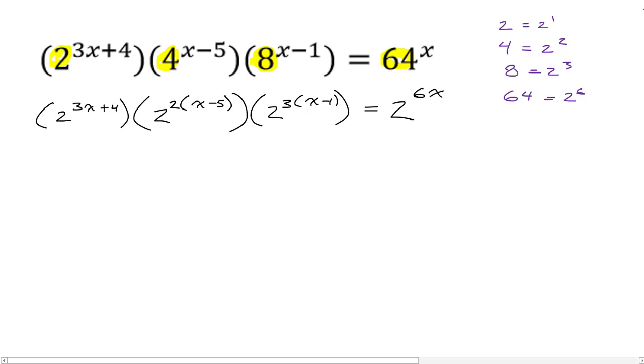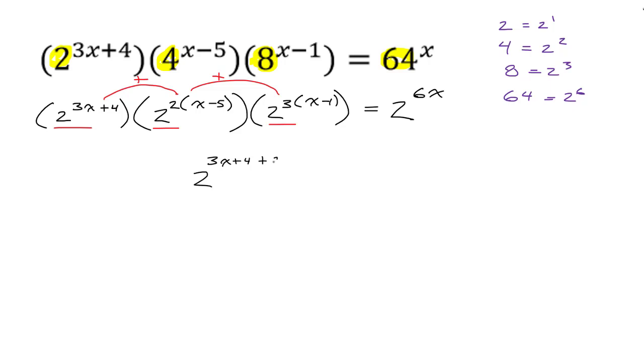All right, so now what can I do? Because this is not one term, this is 3 terms over here, right? We have 3 of them. So I need to put these all together with one base, because we have to have one base equals the other base. So what we can do, we're multiplying, right? So what we can do is add all these exponents, right? When we're multiplying with the same base, 2, 2, 2, we can add the exponents. All right, so I'm just going to write it like this for now. 3x plus 4 plus 2 times x minus 5 plus 3 times x minus 1. So I've added all the exponents is equal to 2 to the 6x.